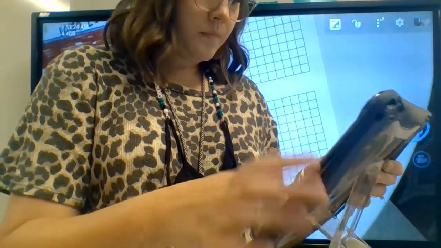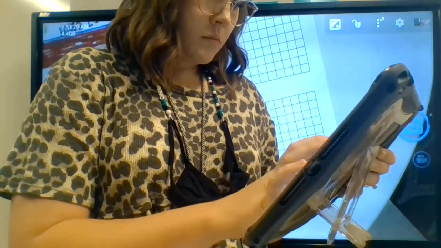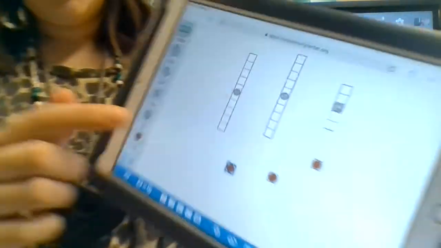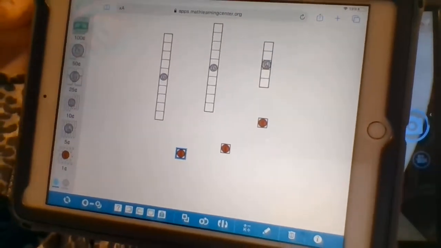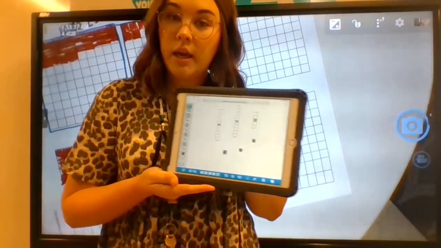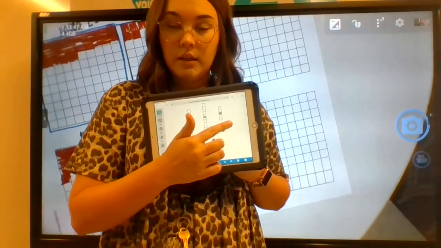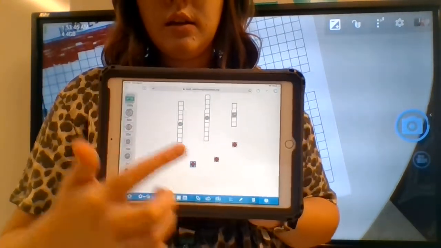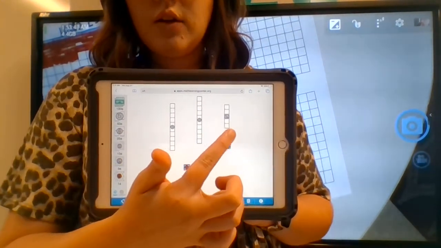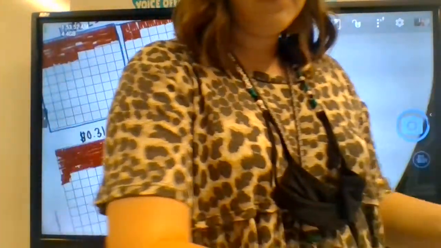Let's do two dimes, a nickel, and 3 pennies. So if you cannot remember how much a coin is worth, count the dots or count the squares behind it. But I know that a dime is 10 cents, so I've got 10, 10, I've got a nickel that's 5, and I've got 1, 2, 3 pennies, and we know that those equal 1 cent.